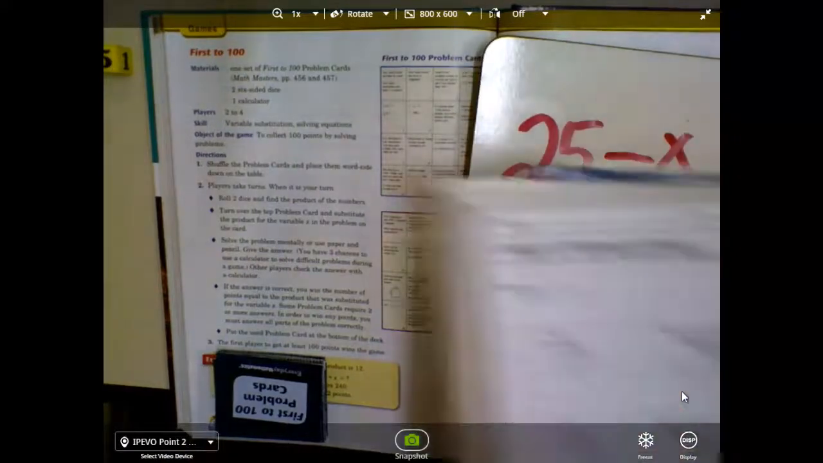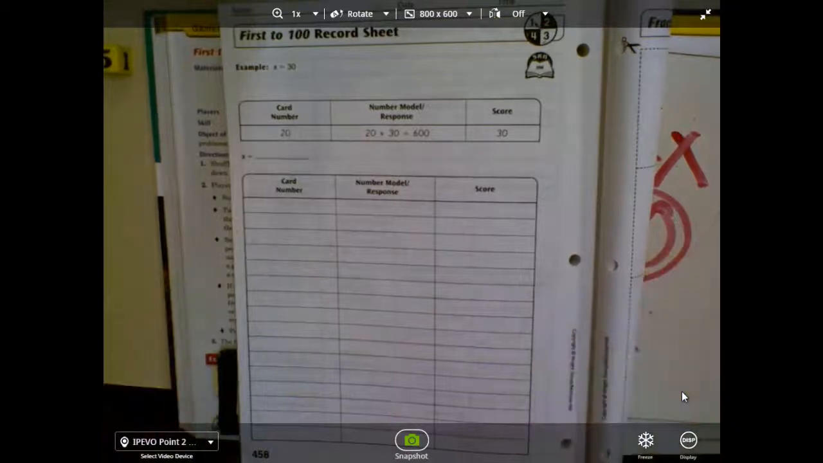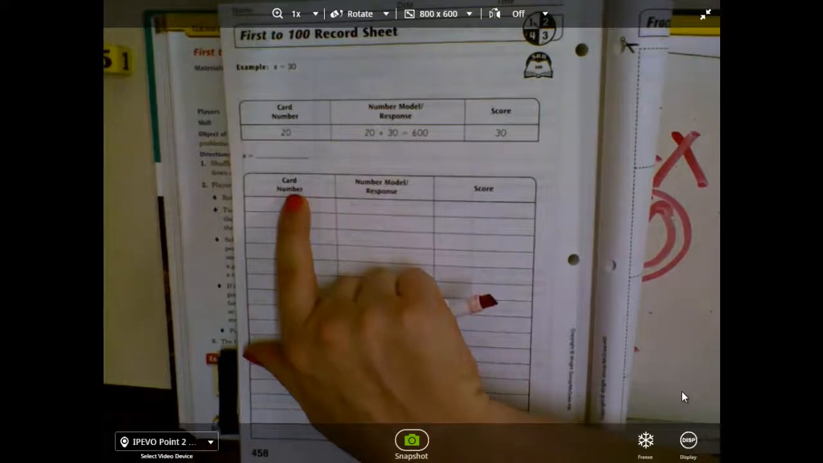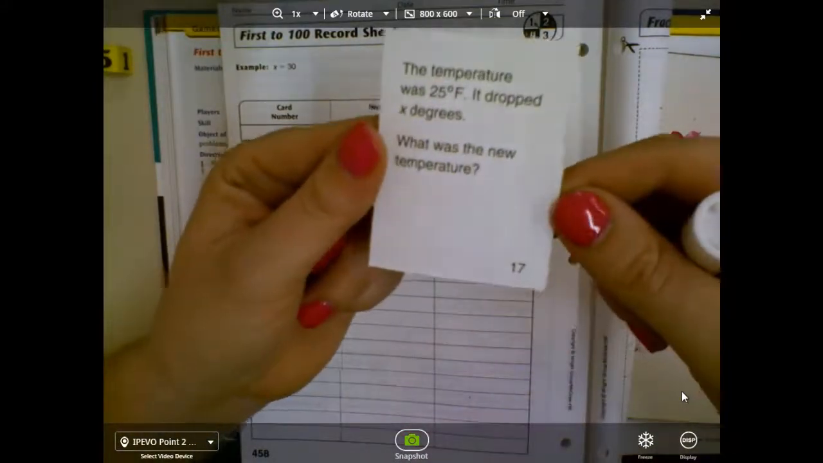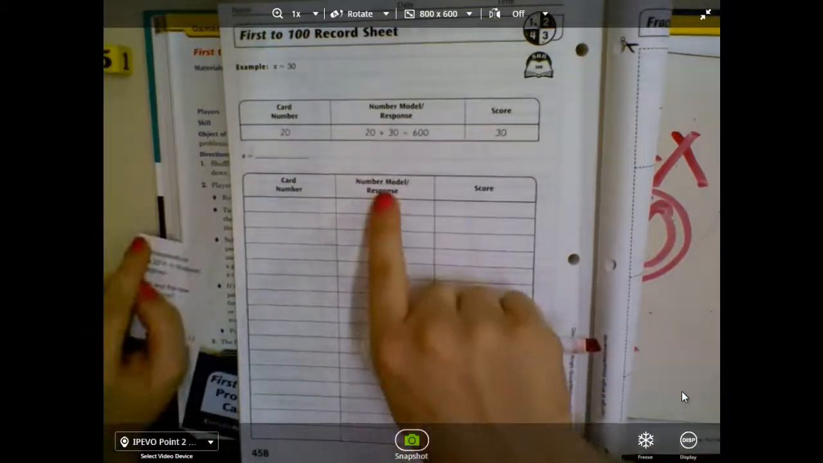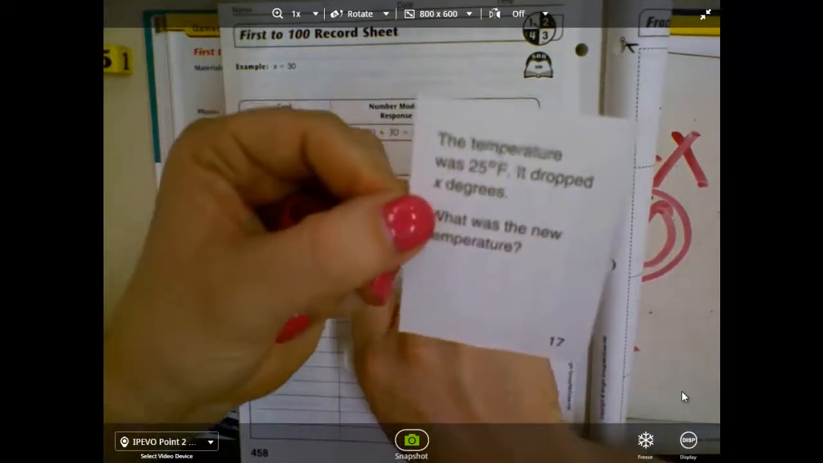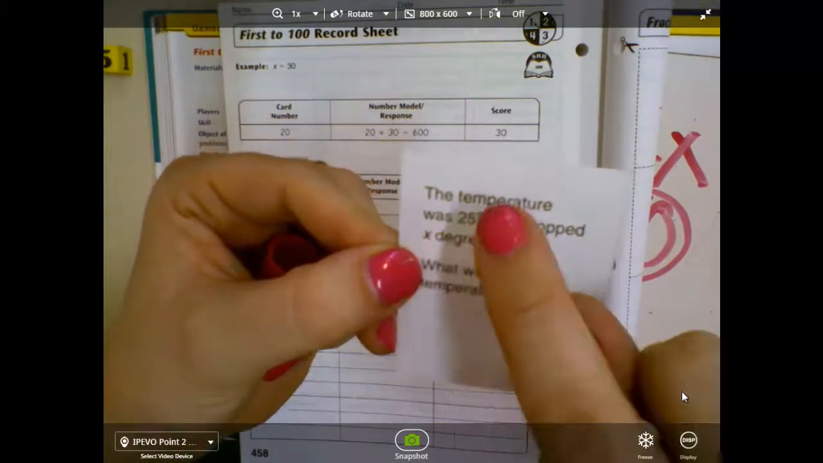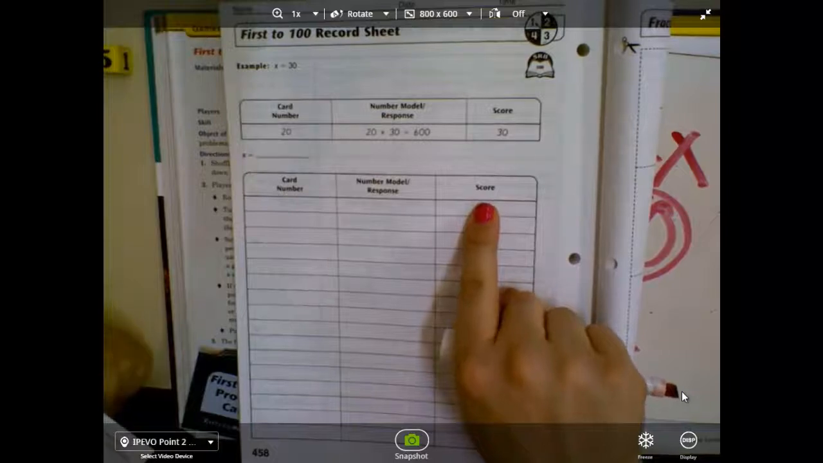Your teacher will probably give you this page to keep score on. If not, you can keep it on your own. As long as you keep the card number, there'll be a number on the card that says which it is. For example, this card is number 17, as you can see. And then you write the number model. That means you write the actual question. So you would write 25 minus X and then 25 minus 20. And then here you write your score. If you got it correct, you write the score.